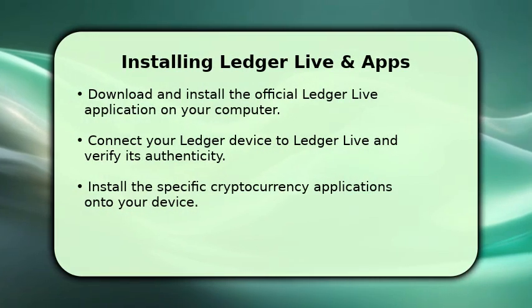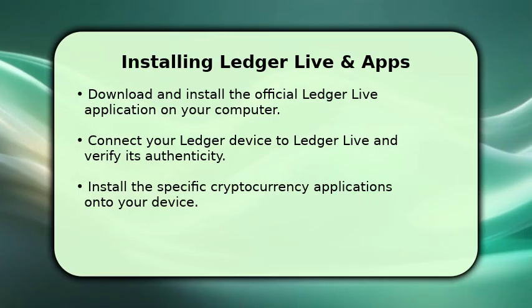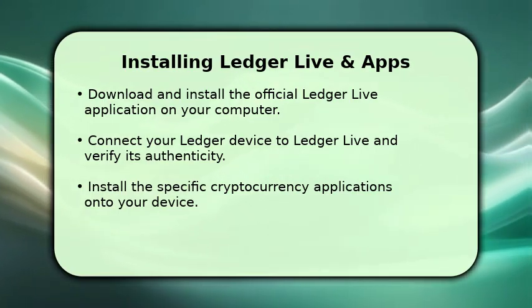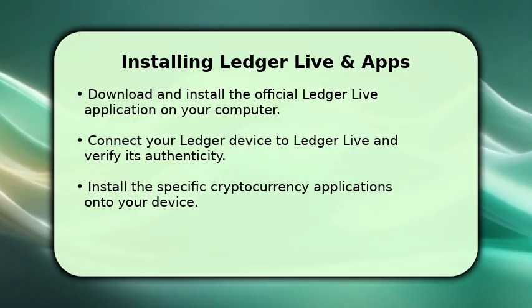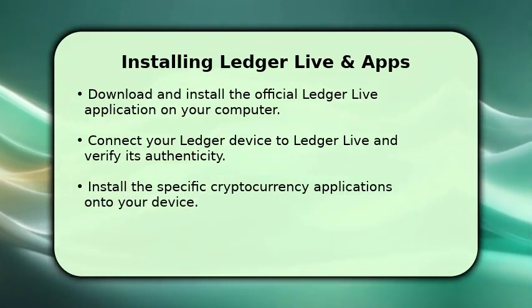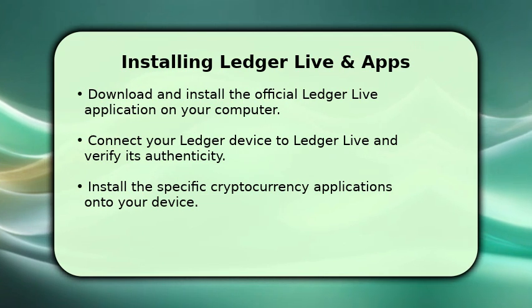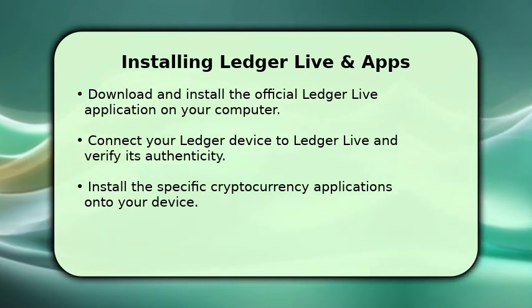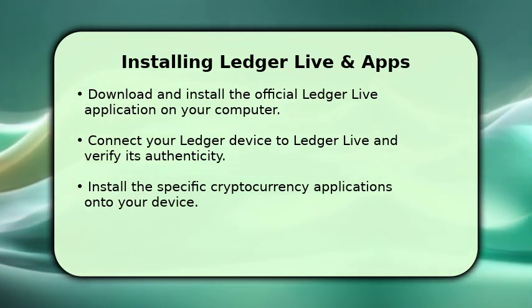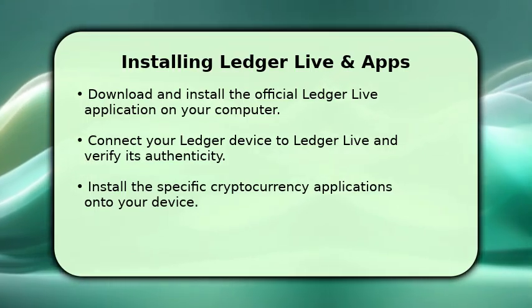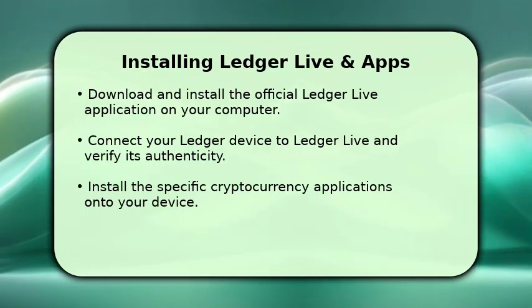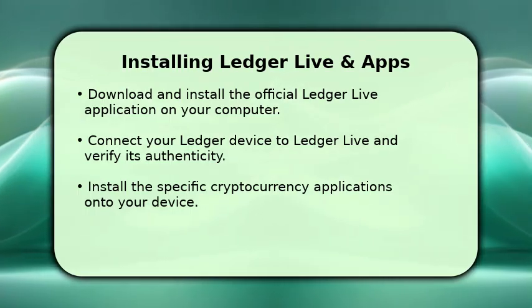Now, download and install the Ledger Live application from the official Ledger website onto your computer. Once installed, open Ledger Live and connect your device. The application will guide you through a quick authenticity check to ensure your device is genuine. After verification, you can install the specific cryptocurrency applications you need directly onto your Ledger device.